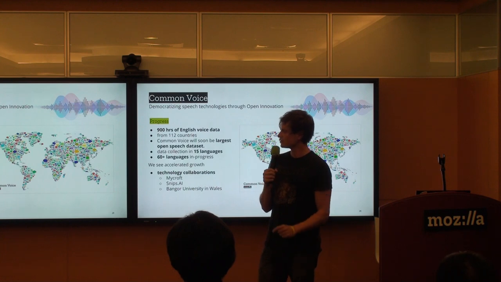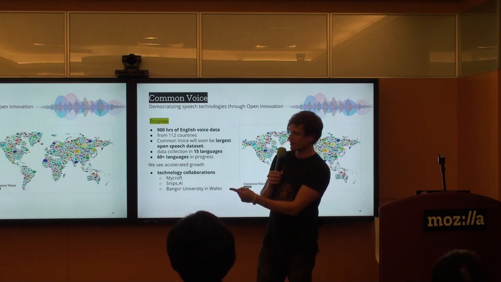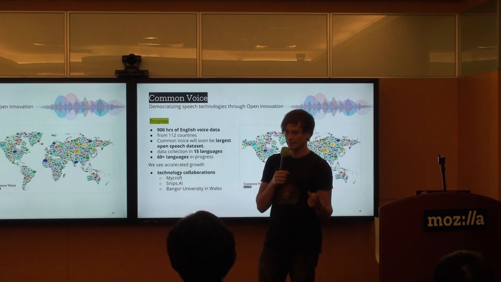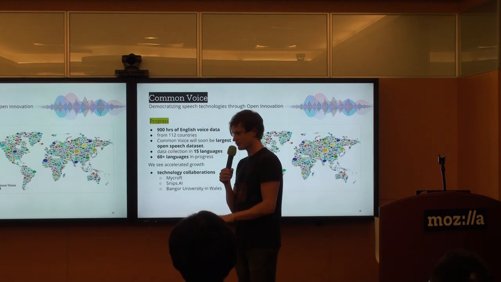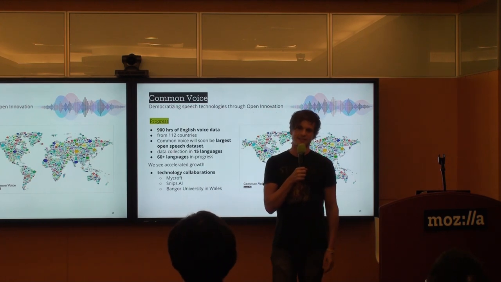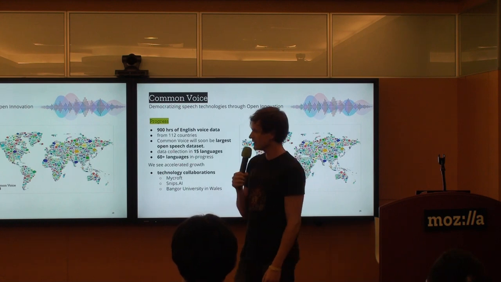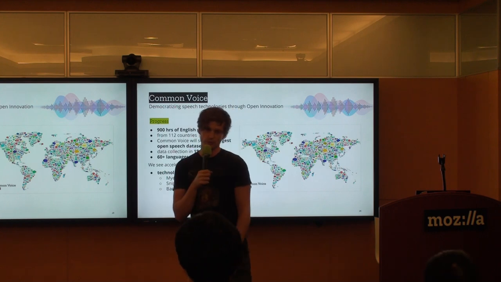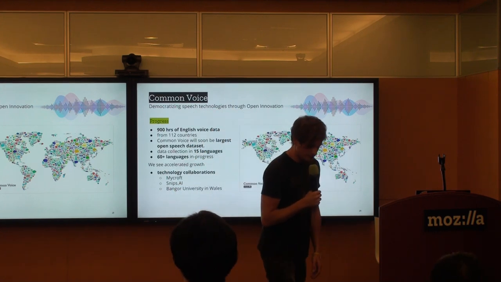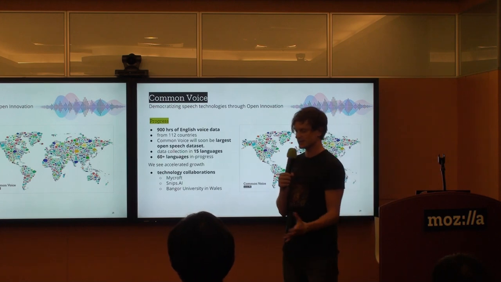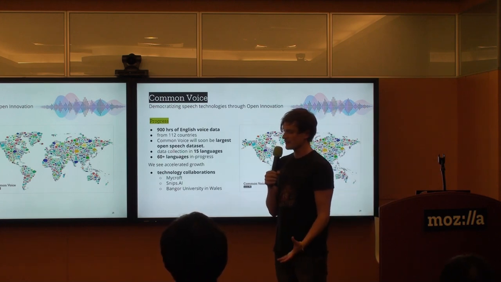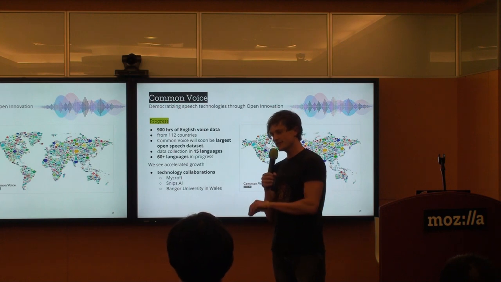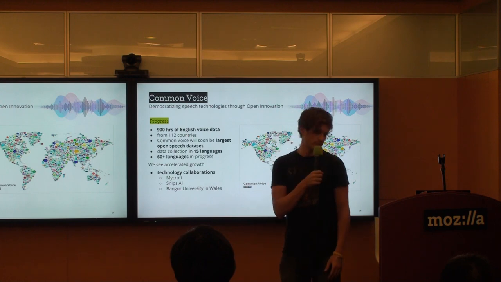And as I mentioned earlier, we aren't doing this alone. We are collaborating very closely with these companies. Mycroft is an open source alternative to Amazon's Alexa. It's a privacy-centric one. I definitely recommend checking it out. Snips.ai is a business-to-business product for voice recognition. And then universities like Bangor University in Wales, who have been doing a lot of work for preserving language, Celtic languages, which are considered under-resourced. So a whole different use case for this voice data, besides just speech recognition, is preserving language and culture. And we want to support those uses as well.